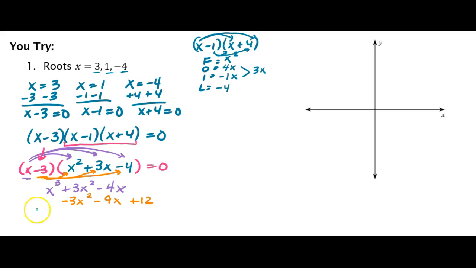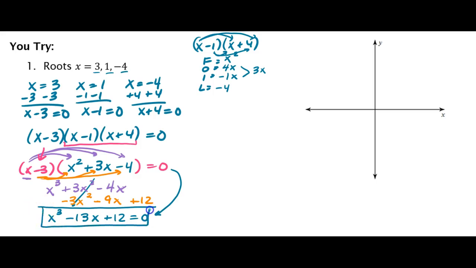So now I'm going to add these things together, and I've already lined up my like terms, so I don't have to really worry about searching for them. So x cubed is the only cubed term. 3x squared minus 3x squared cancels itself out. Negative 4x minus 9x is negative 13x, and then this plus 12 just drops down. And then I dropped this equals 0, just tagged along towards the end. So this is my equation. I'm done with my equation part.